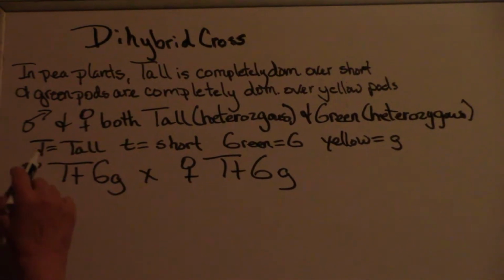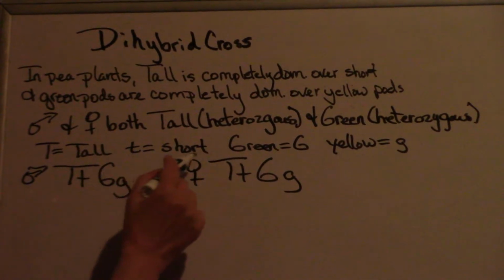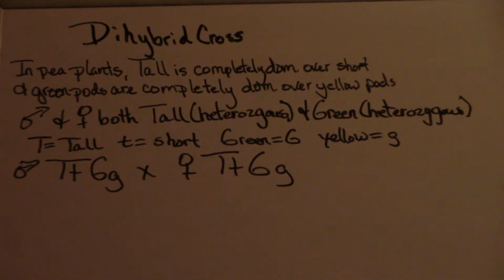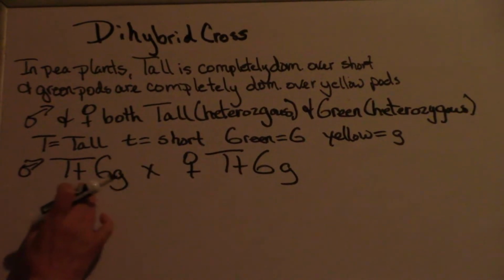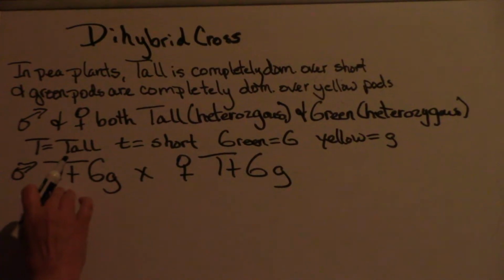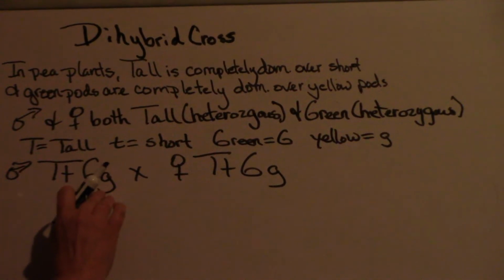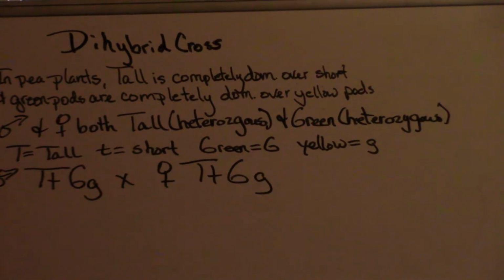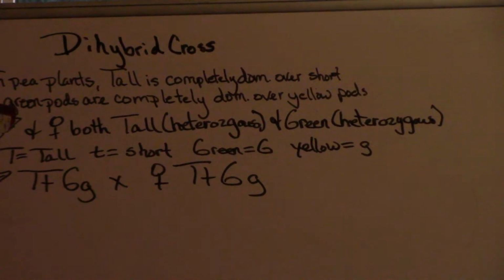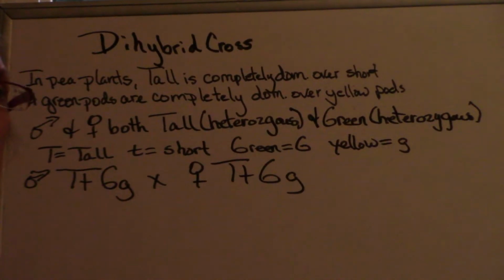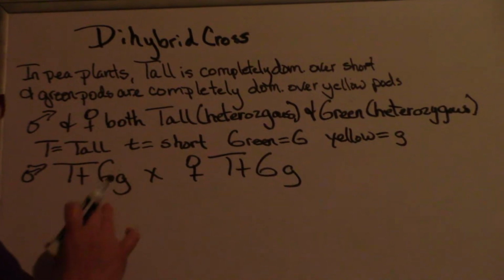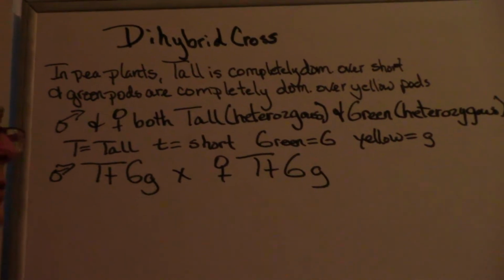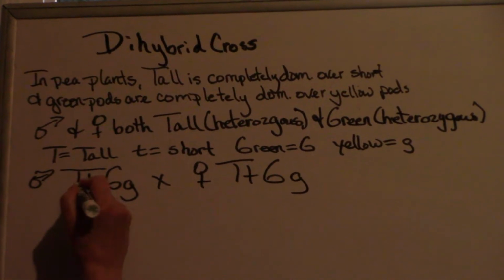So, big T for tall, little t for short. Big G, green, little g, yellow. So I said they were both heterozygous for both traits. So, big T, little t, big G, little g times big T, little t, big G, little g. Now this isn't as simple as just taking two T's and separating them. We have to look at the combos of the T's and the G's for the potential gametes.